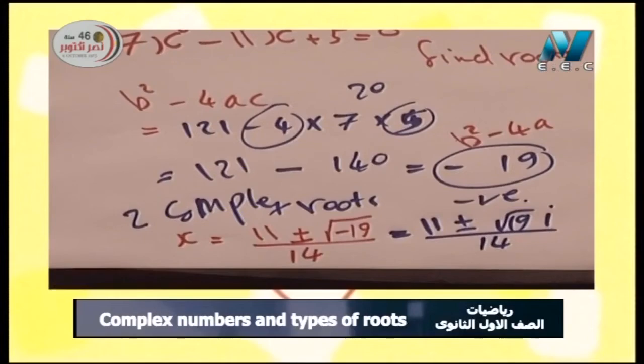So we have two conjugate complex roots here. One of them positive and the other negative. And what's the meaning of conjugate? Conjugate means if we have a root equal to 2i, then the other root will be negative 2i. Let's move to another example here.